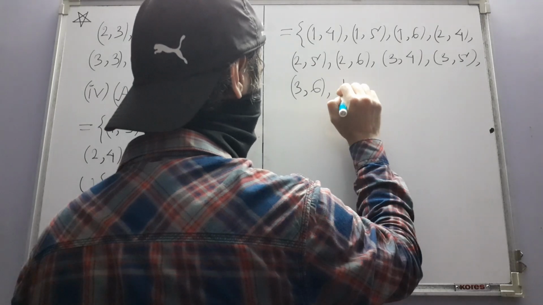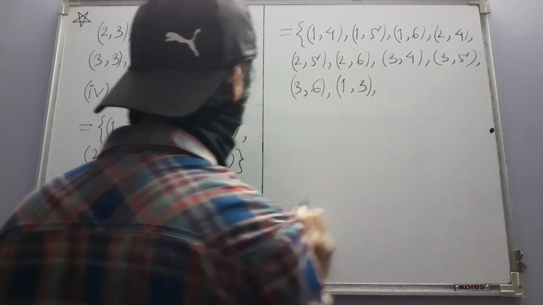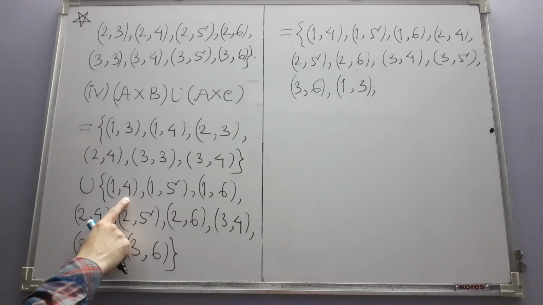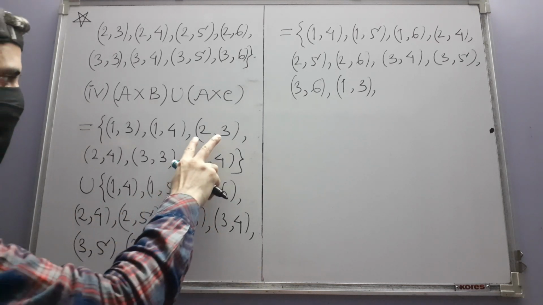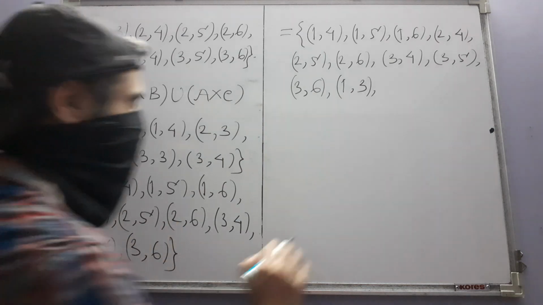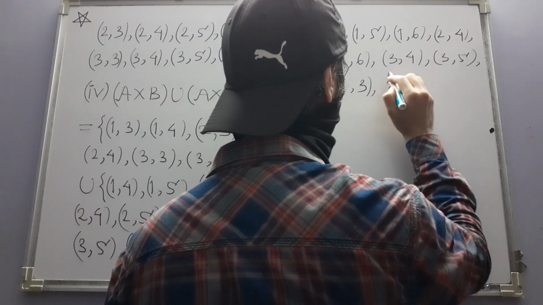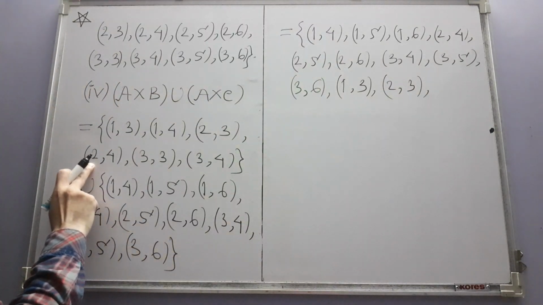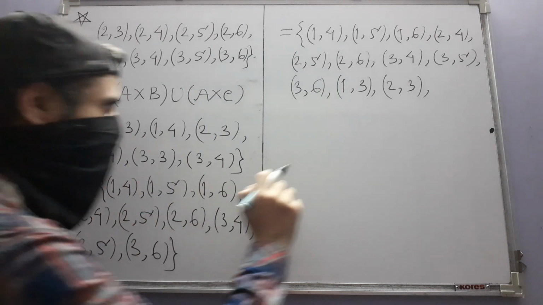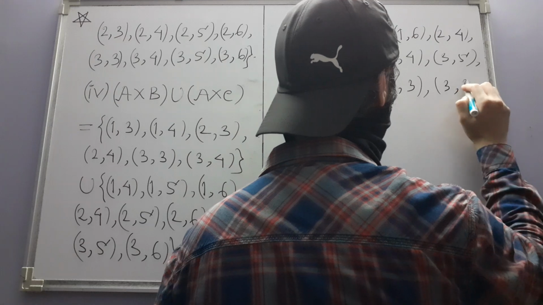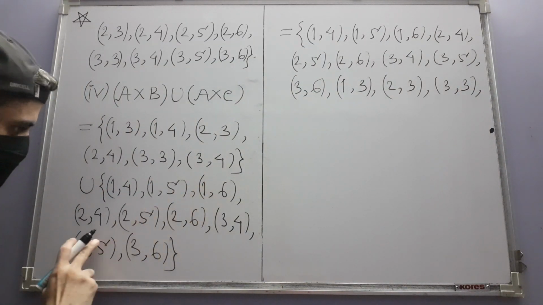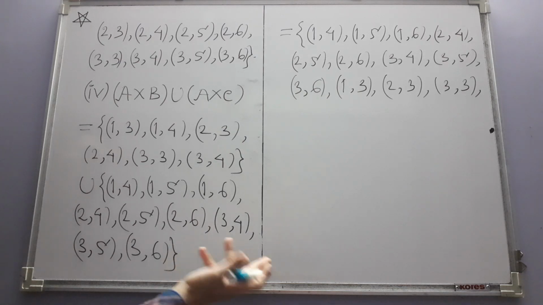Yes, we have 1 3. You just see all the elements one by one. 1 4, do you have it? Okay, we already have 1 4 here. Fine, there is no need to write it once more. 2 3 is not present here. Next, 2 4, yes, you have 2 4 here. 3 3 was not there, so it has to be written. Then 3 4, yes, 3 4 is here.